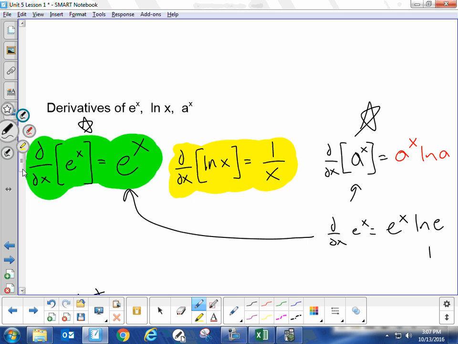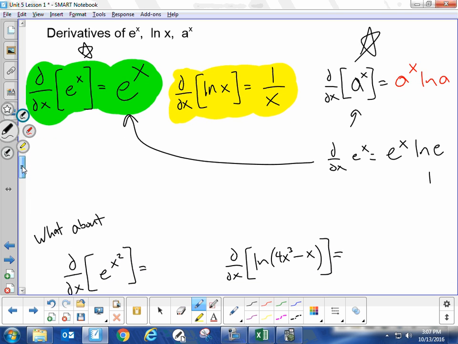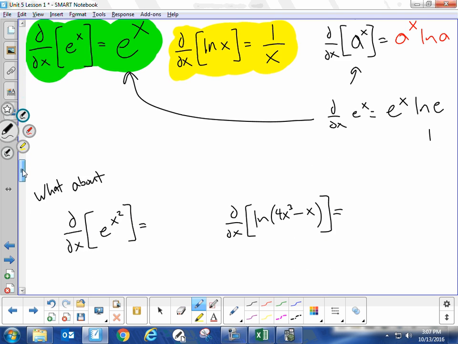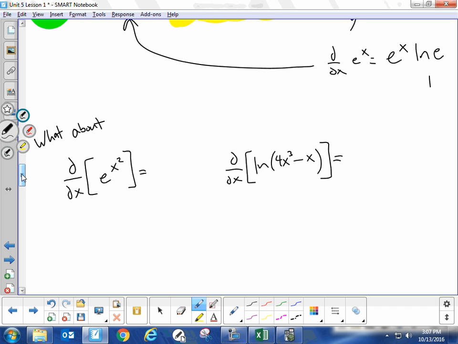All right, well now let's practice taking derivatives of logs and e's. First we got to deal with something like this, where we have e to a power that might not just be x, like e to the x squared. What rule do you think we'll have to use to take the derivative of e to the x squared?